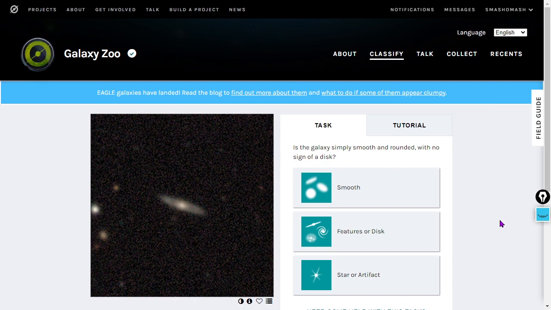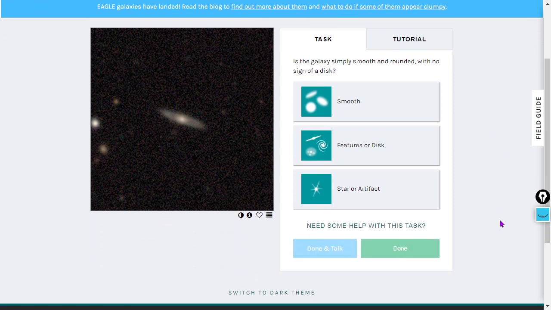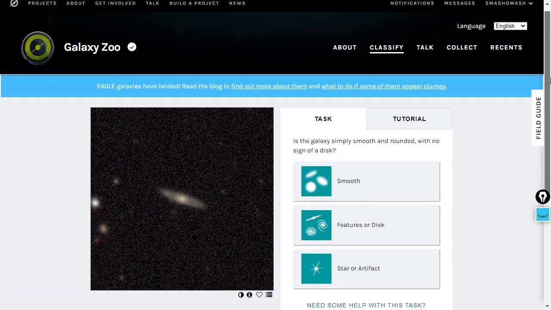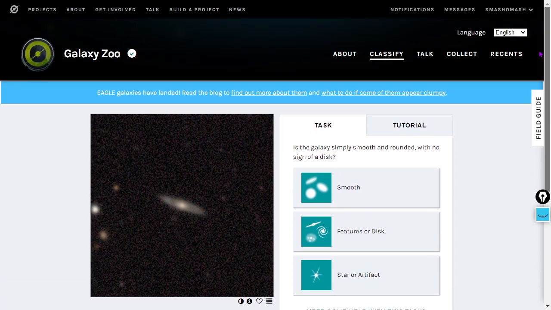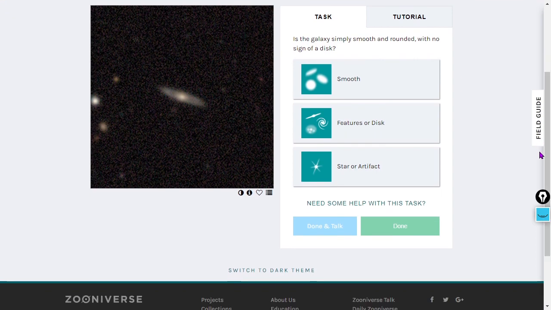So check out zooniverse.org. The Galaxy Zoo is back. They've uploaded more galaxies into it. If you want to go classify galaxies, it's pretty easy. It's the largest citizen science project in the world. Just go to zooniverse.org, go to the space section, and you'll find the Galaxy Zoo. I'm going to classify one for you just so you know what goes into it.